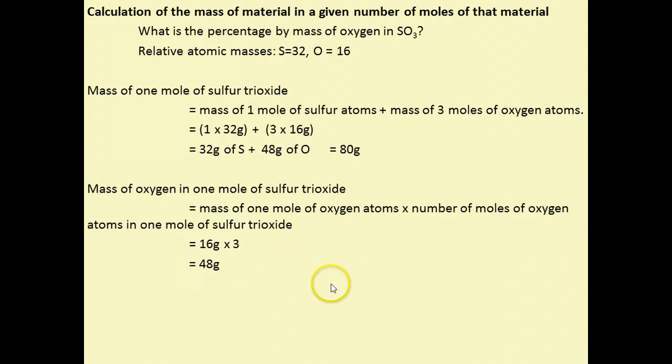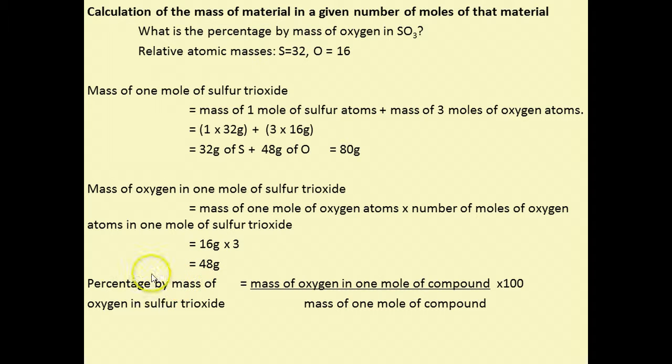So if we now write our equation down, percentage by mass of oxygen in sulfur trioxide will be equal to the mass of oxygen in 1 mole of a compound divided by the total mass of 1 mole of compound. So 48 grams divided by 80 grams multiplied by 100 gives us 60% by mass of oxygen.